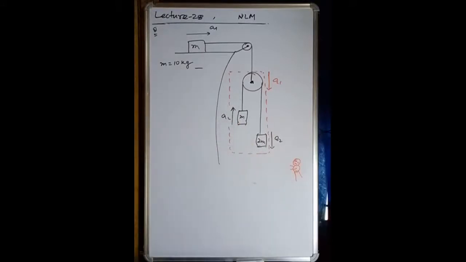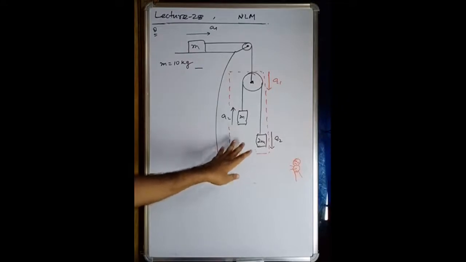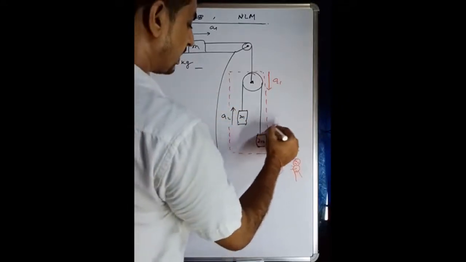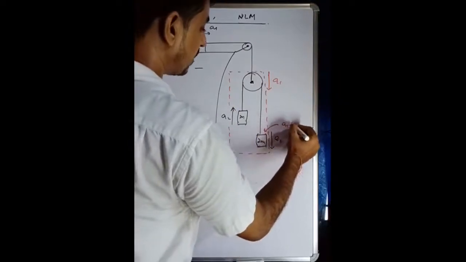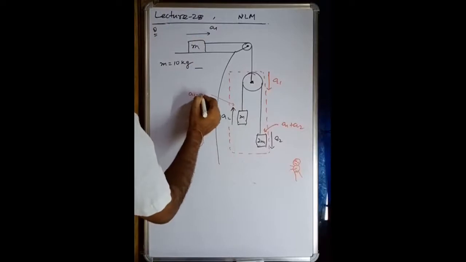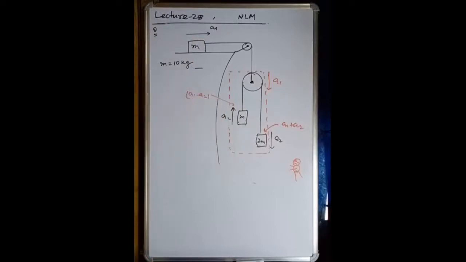Now, we can solve this question by two methods. In one method, we can consider the net acceleration of this block as A1 plus A2, and the acceleration of the other block as A1 minus A2, and the other things are similar. But there is another method I am telling you, my dear students, you have to use. Look at here carefully.